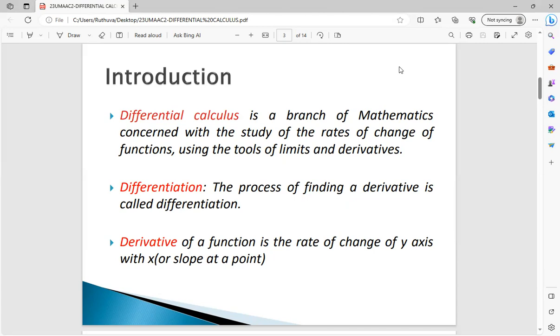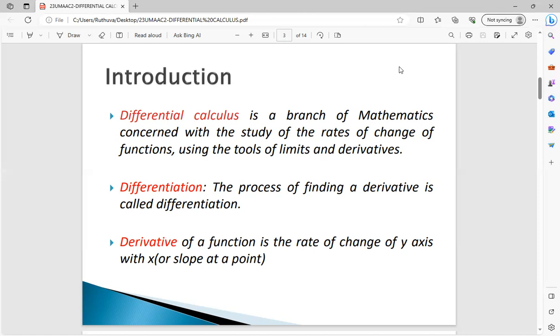So the rate of change of functions using the tools of limits and derivatives is called differential calculus. So what is meant by differentiation? The process of finding a derivative is called differentiation. What is meant by derivative? Derivative is denoted by dy by dx.